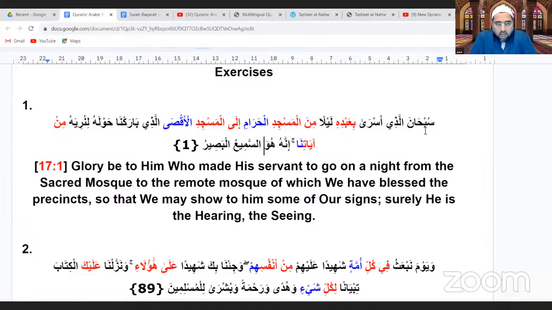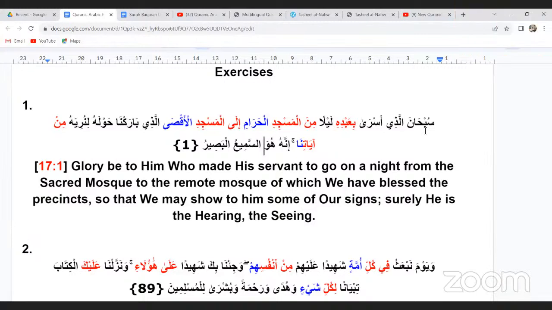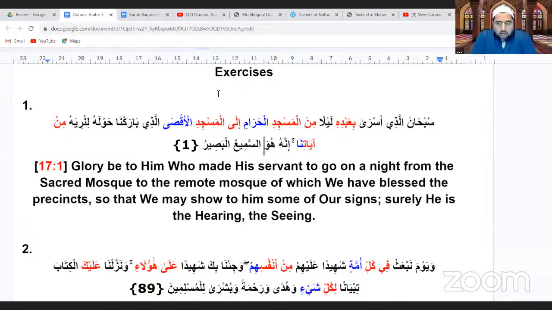Translate now, please. Glory be to him who made his servant to go on a night from the sacred mosque to the remote mosque, of which we have blessed the precincts so that we may show to him some of our signs. Surely he is the hearing, the seeing. Sadaqallah. Now, this ayah itself is the fadail of Rasulullah sallallahu alayhi wa sallam.